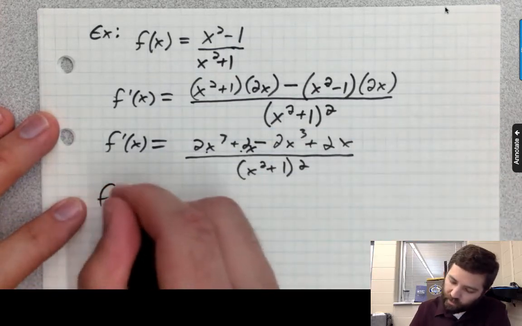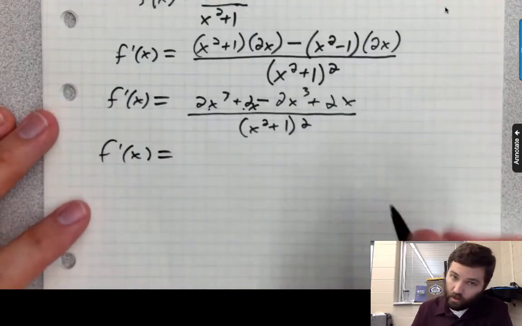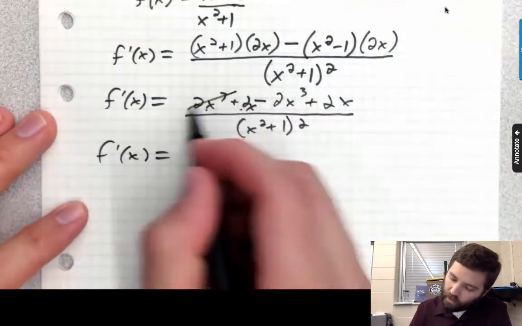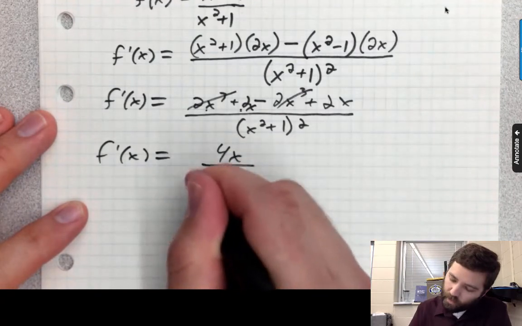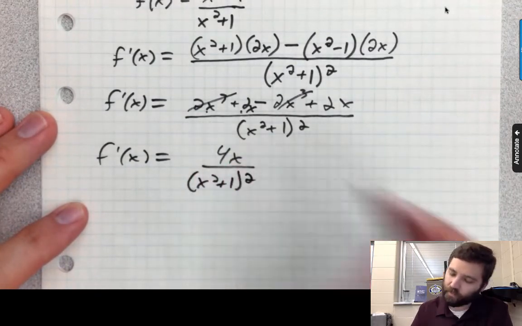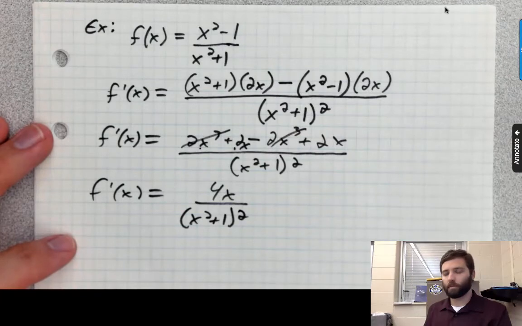So I end up with f prime of x equals, let's see, these are gone. And so I'll have 2x plus 2x, which is 4x, over x squared plus 1 squared. And there's the quotient rule applied in a couple contexts.